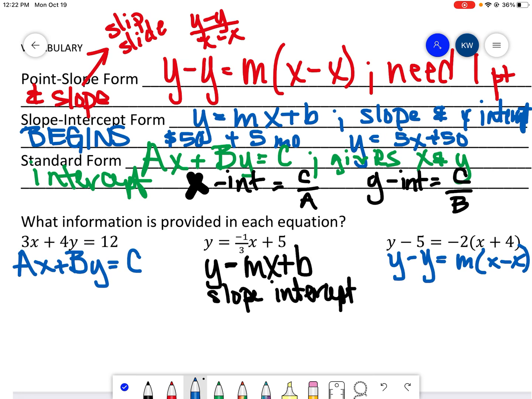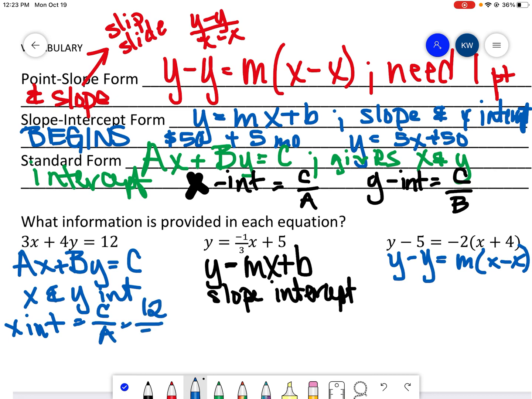Now, what does this information provide for us? Well, it provides our x and our y intercepts. If I wanted to find the x-intercept, I simply do c divided by a. Well, the c in this equation is 12, and the a in this equation is 3, so the x-intercept is going to be 4.